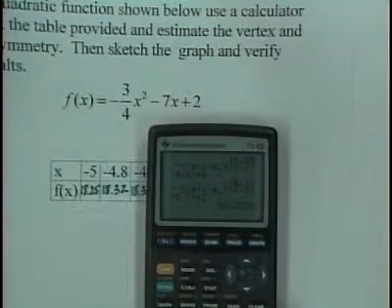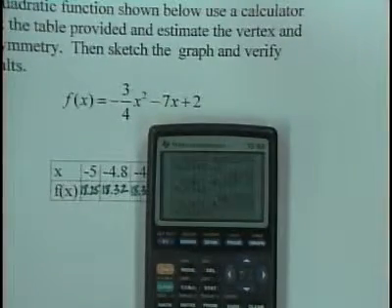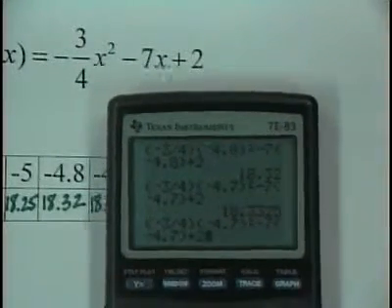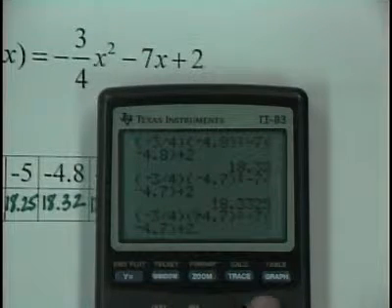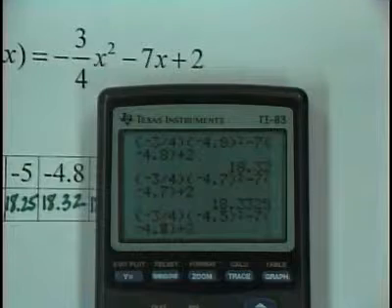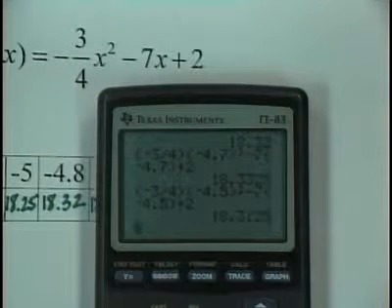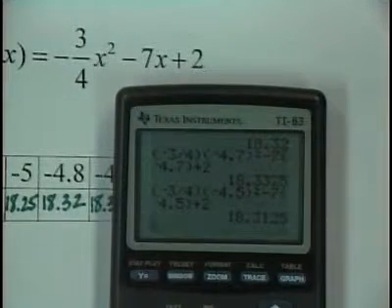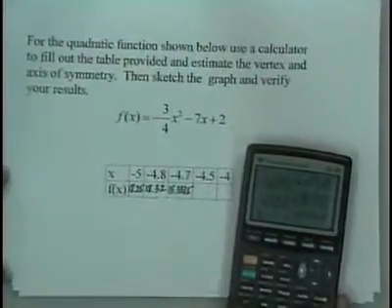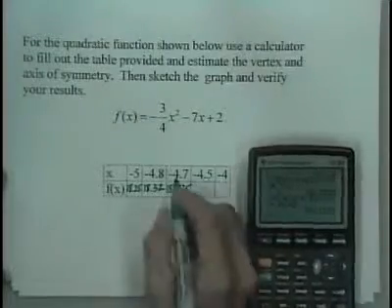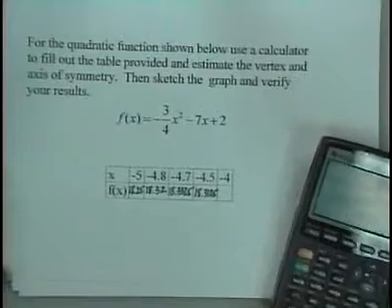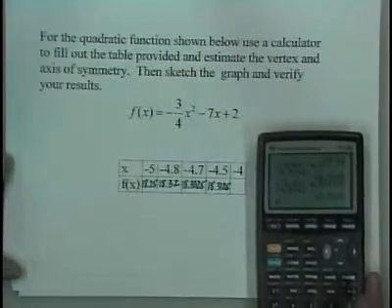So let's push second enter and change the negative 4.7 to a negative 4.5. And we get 18.3125. We need to write that in our table. So we need to put in 18.3125. And finally, we want to use negative 4.